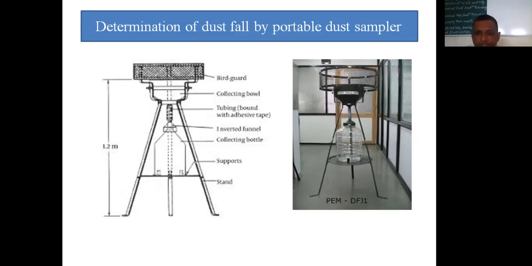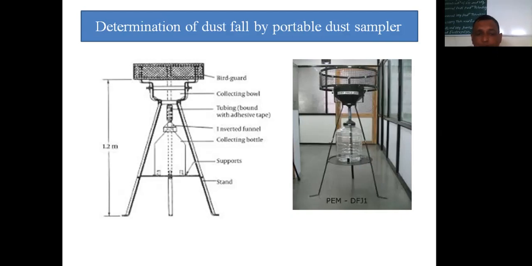Here is a simple procedure. This is called as portable dust sampler. अशा प्रकारे त्याची रचना असते. Here you can say that it's a stand and some containers, then guard is there, collecting bowl is there, tubing is there, and these are the different parts of the portable dust sampler.